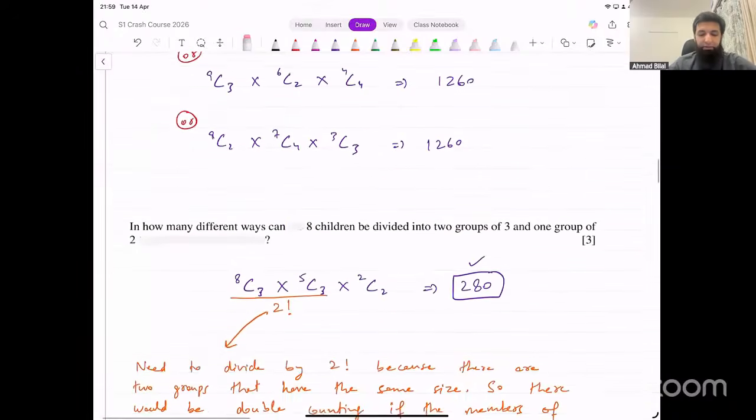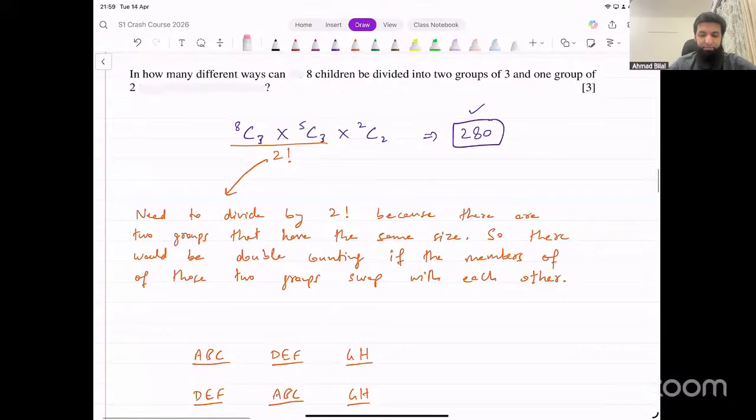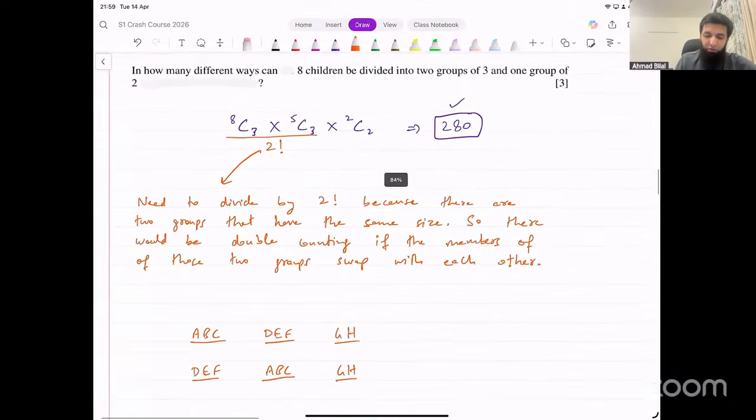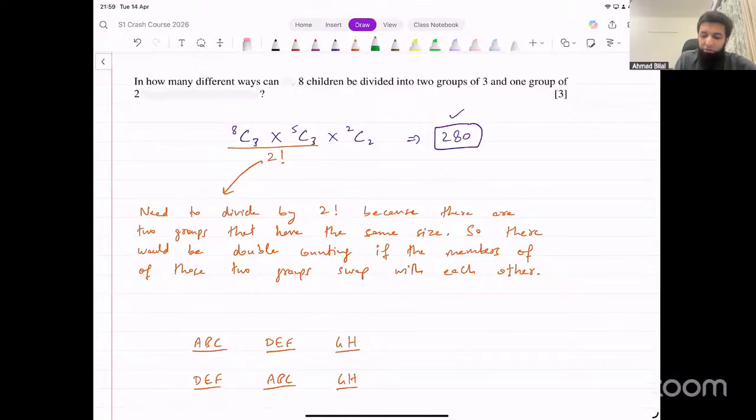However, if you have something like this, you have 8 children, you want to divide them into 2 groups of 3 and 1 group of 2. When you have groups of same size, okay, just give me a second.